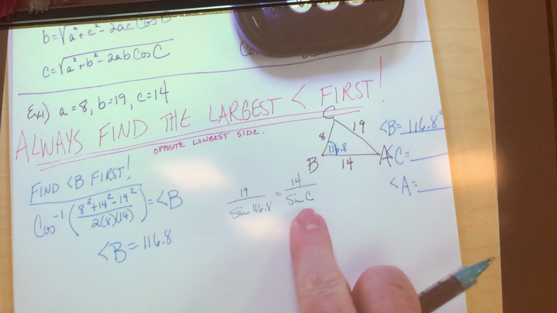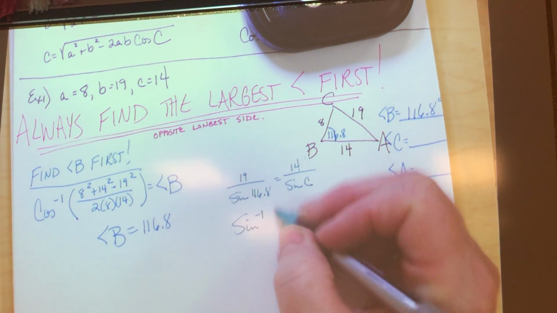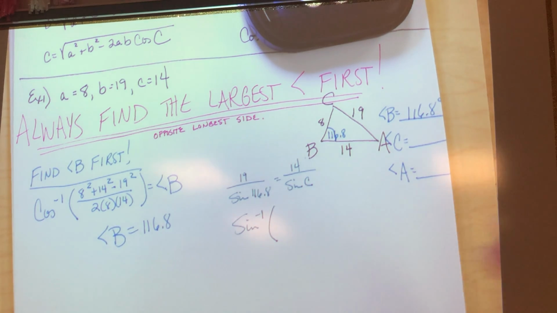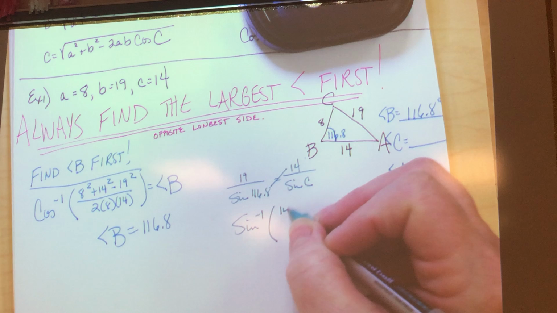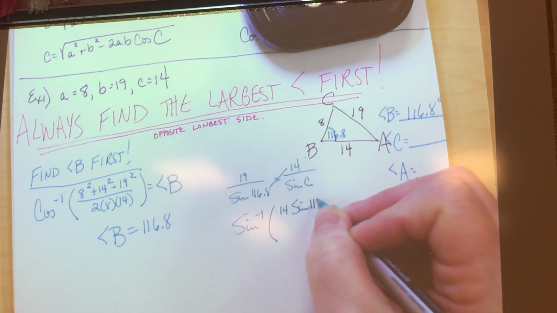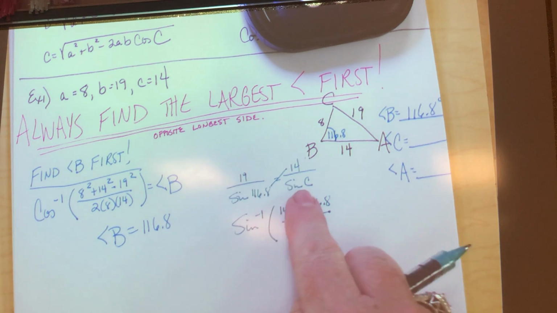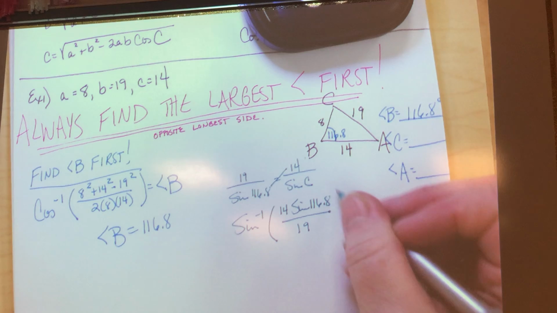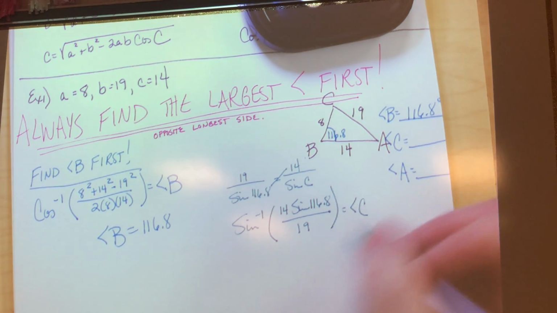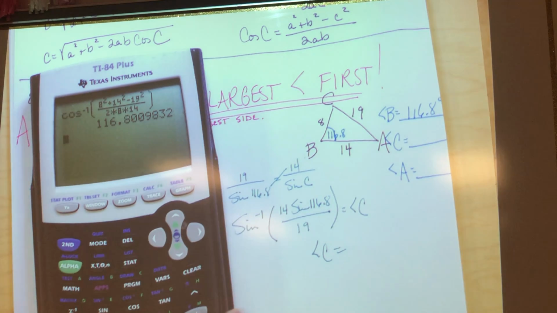So I'm still looking for an angle, so I'm going to use an inverse function. Inverse sine of the two that I know, that's these two right here, go on top. 14 times the sine of 116.8 over the one that I don't know his partner, the odd guy out, 19, he goes on the bottom. That should be angle C, and he should be this.